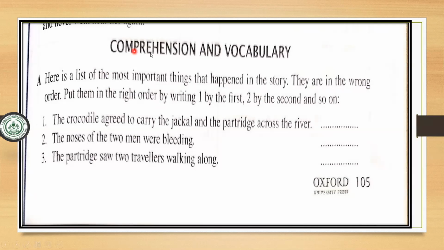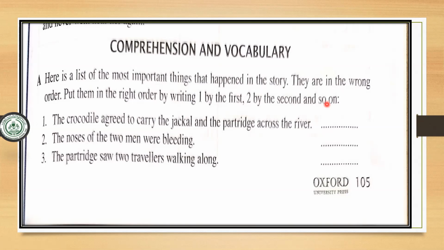Yes, dear students, we have a comprehension and vocabulary exercise over here. Here is a list of the most important things that happened in the story. They are in the wrong order. Put them in the right order by writing one by the first, two by the second, and so on. So now, dear students, I want to tell you about this exercise: a few sentences are given, and it is asked when they happened. In the starting we put one, after one we put two, and when it happened after that we write three.